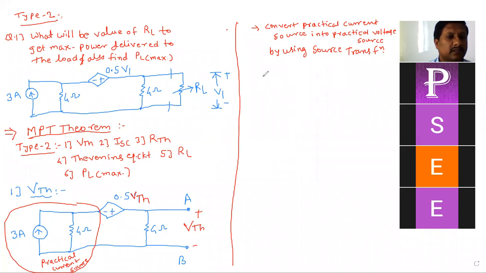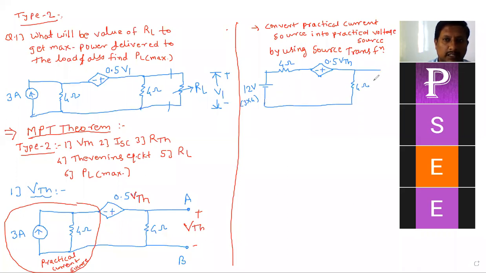So 3 ampere multiplied with 4, that is 12. So 12 will be the voltage, 12 volt. 3 into 4, I will write 3 into 4. Next, resistance will change position, but value remains 4. Then this is plus minus 0.5 VTH. Then this is the 4 ohm, and voltage across 4 ohm is nothing but VTH. Now this will become a series circuit.